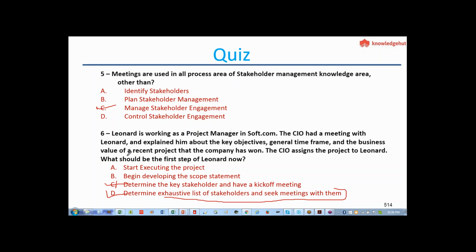Immediately after the charter, you have to make sure that you are able to find out as many stakeholders as possible, because after this you would go to the development of the project management plan and your requirement collection. When you collect your requirements, it would not be a good idea to miss any of the stakeholders. So you should have the list of the stakeholders handy with you as much as possible. That is why you need to determine an exhaustive list of stakeholders and seek meetings with them, so that you can have a good understanding of the project requirements. That's the idea.